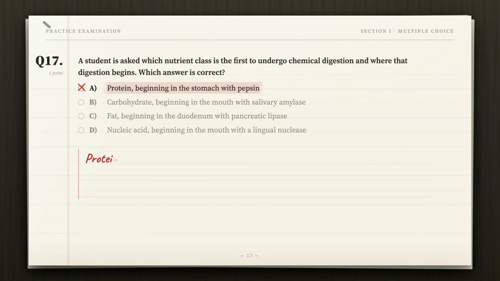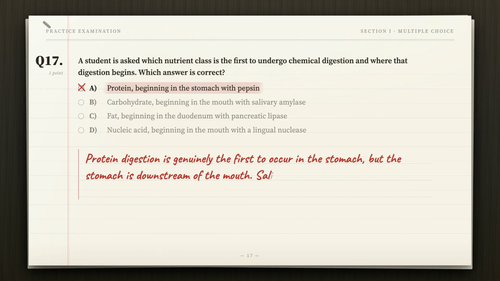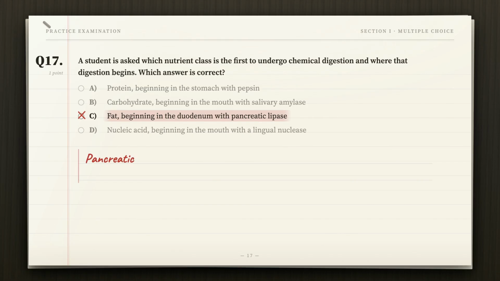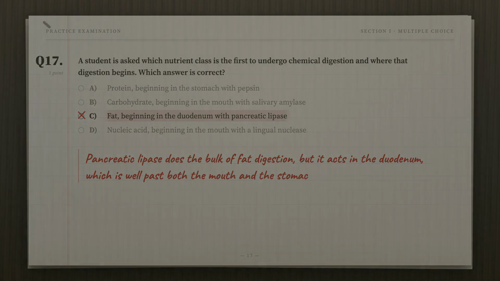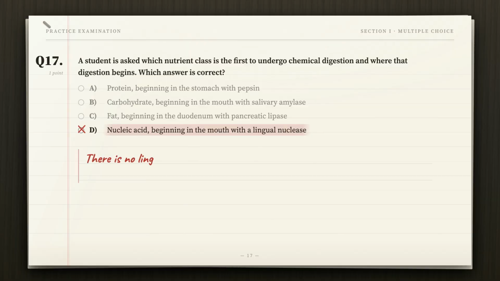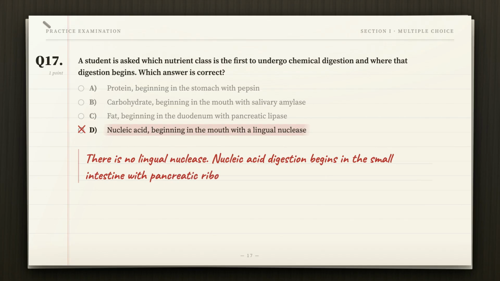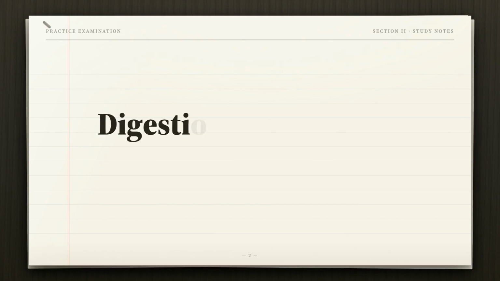A is wrong because protein digestion is genuinely the first to occur in the stomach, but the stomach is downstream of the mouth. Salivary amylase has already acted by then. C is wrong because pancreatic lipase does the bulk of fat digestion, but it acts in the duodenum, which is well past both the mouth and the stomach. D is wrong because there is no lingual nuclease. Nucleic acid digestion begins in the small intestine with pancreatic ribonuclease and deoxyribonuclease.